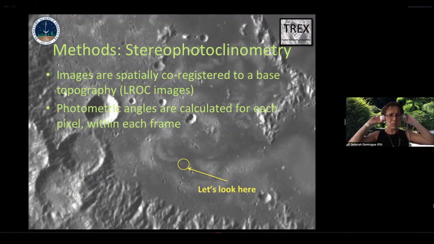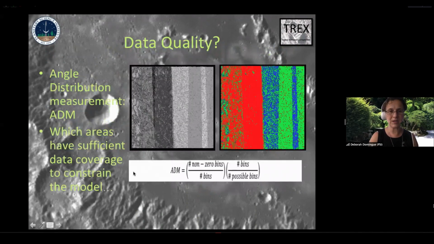So I already mentioned this. We use stereophotoclinometry to co-register images and to provide a high fidelity and a high spatial resolution for our topography, which in turn means we can derive the photometric angles, the changes in incident emission due to topography. And that is very time intensive. So instead of doing the whole Mare, we took a look at this little swirl here, this little tail within Mare Ingeii.